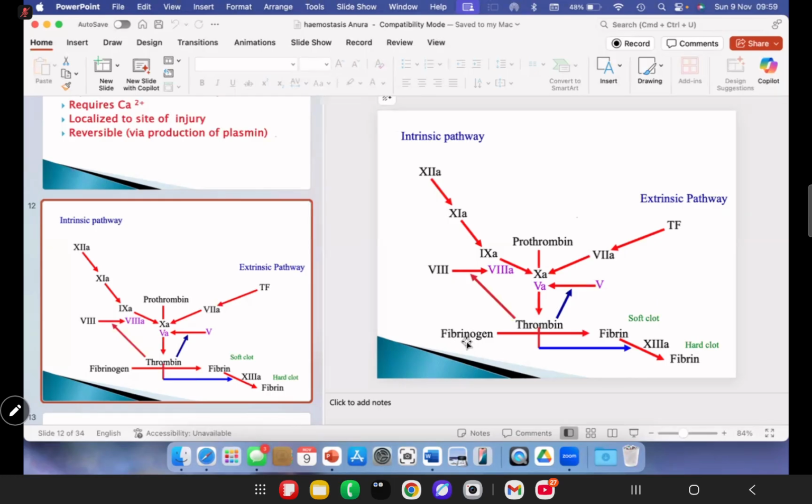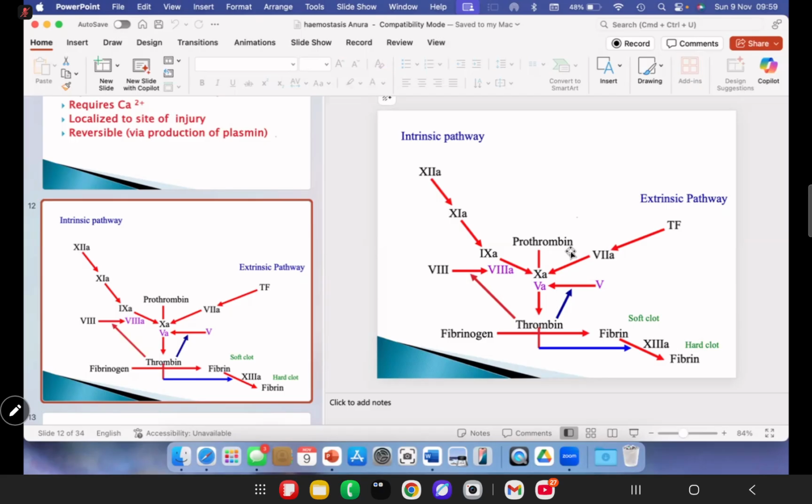Thrombin itself causes fibrinogen to fibrin conversion. Now, fibrin is actually a network, like a mesh. So it forms a clot. And this will be further augmented with the factor, I think this is called Hageman factor, as I remember, the factor 13. The hard clot will be produced with that.